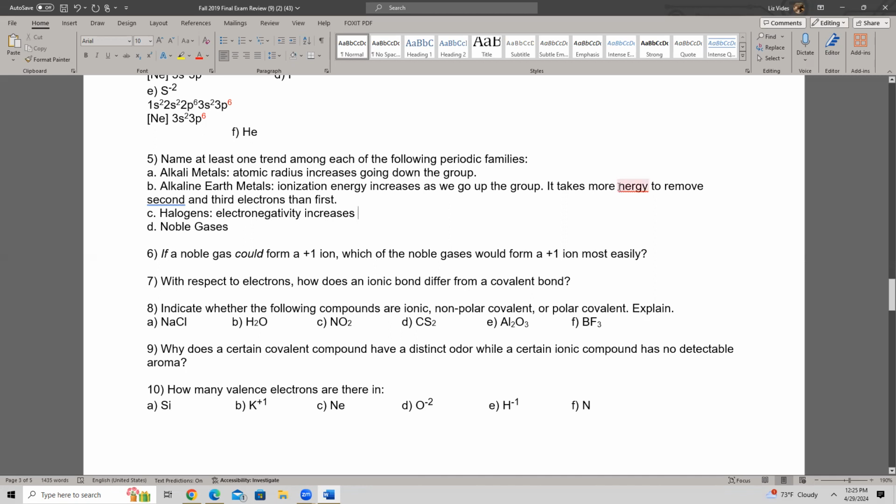Energy. Increases as we go up the group, sorry, up the group, not down. This is backwards. Fluorine is the most electronegative element. That's why I chose it.